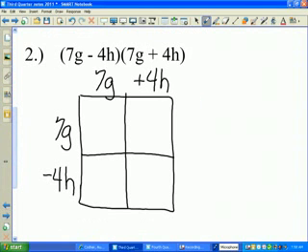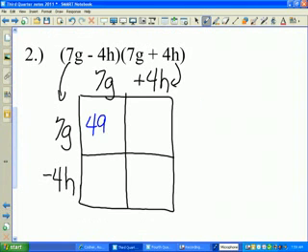And then all the students ask me, does it matter which order I put it in? Not really, but you want to be consistent with your process so you don't get confused. So I like to put the first parenthesis on its side and the second parenthesis on top. So now, to fill the boxes, I have to multiply.